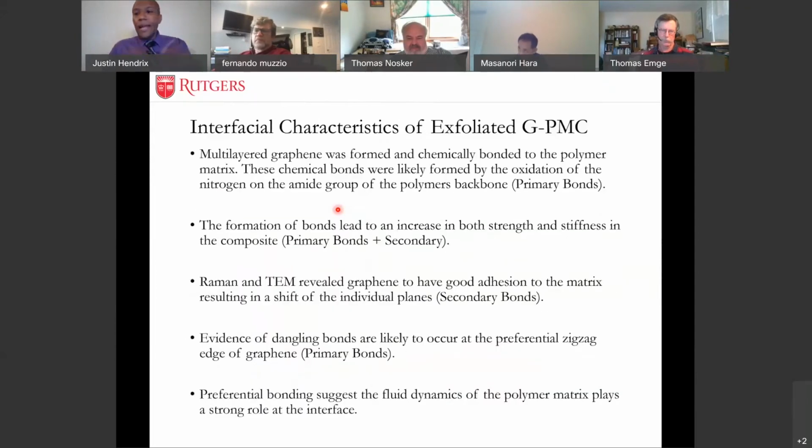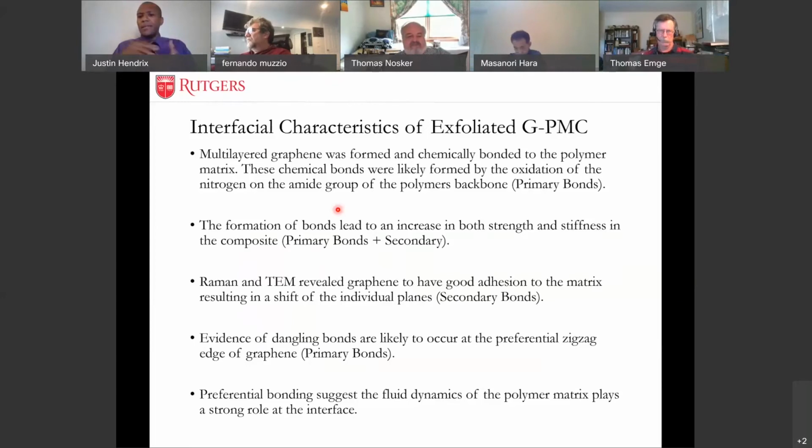Now, lastly, take a step back. We see that in our process we have multi-layered graphene that's formed, and it's chemically bonded to the matrix, or primarily bonded to the matrix given by the oxidation of the nitrogen in the amide group. And these primary bonds as well as the secondary bonds led to an increase in both the strength and stiffness of the composite. We can also see through the Raman and TEM some of the secondary bonding characteristics, given by how the G peak is strained, as well as how the polymer has a very close and intimate contact with the surface, from the TEM results.